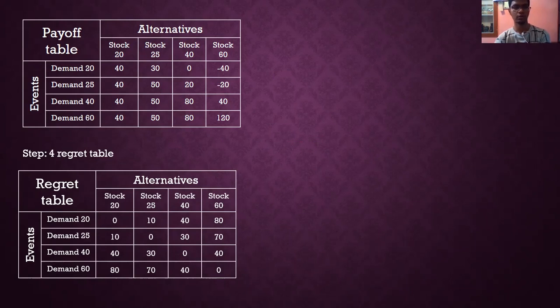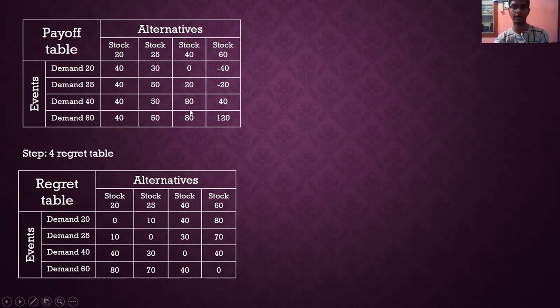Now we'll go with the next row, which is demand 40. In demand 40, the highest value we have is 80. So among this row, the highest value is 80, and now we are going to subtract the row from this 80. So 80 minus 40, the balance will be 40, which is written here. Next, 80 minus 50 will give us 30, so the 30 is written here. Then 80 minus 80, balance is 0, so we are writing that here.